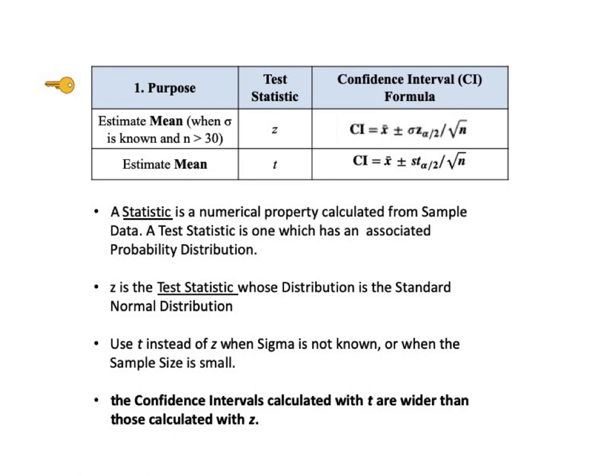For the test statistic T, there is a different distribution for each different value of the sample size n minus 1. Use T instead of Z when the population standard deviation is not known or when the sample size is small, since accuracy suffers when sigma is not known. The confidence intervals calculated with t are wider than those calculated with z. That is, their margin of error is larger.